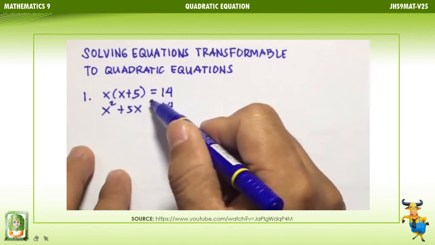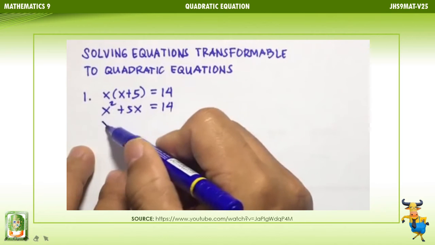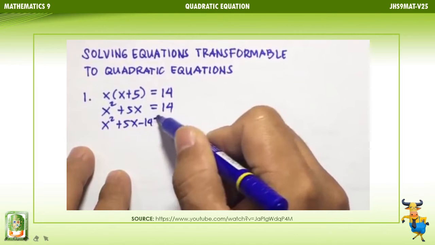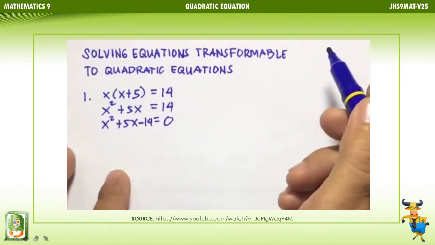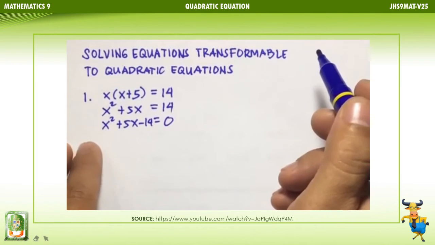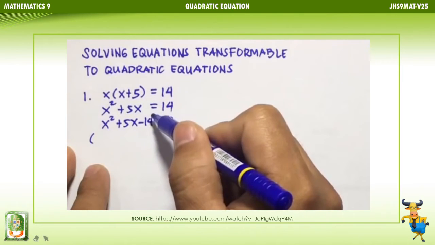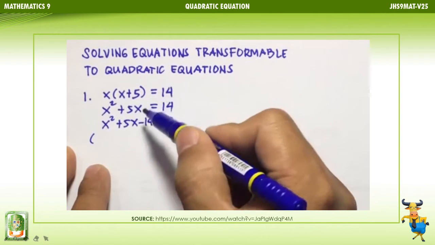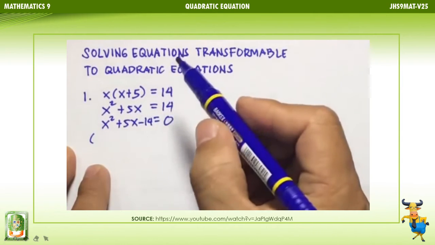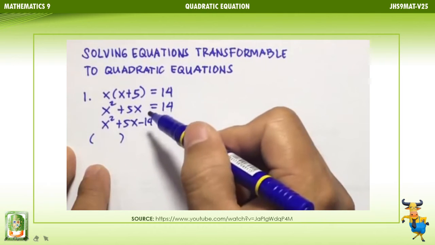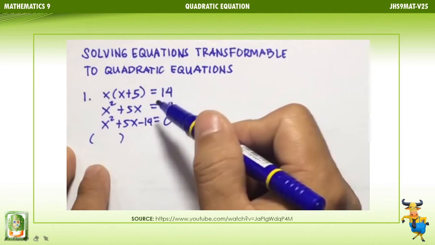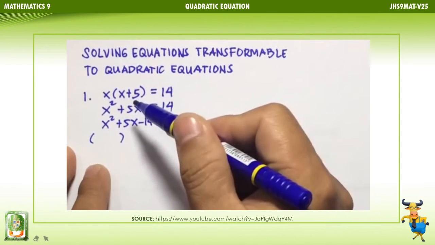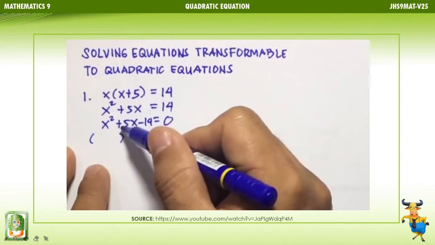Then we're going to transpose 14 to the left side. So we're going to have here x squared plus 5x minus 14 equals 0. Then solving this one using factoring, we're going to find factors of negative 14 which, when added, the answer will be 5. So the factors will be 7 and negative 2. So 7 times negative 2 is negative 14, then 7 plus negative 2 is 5.